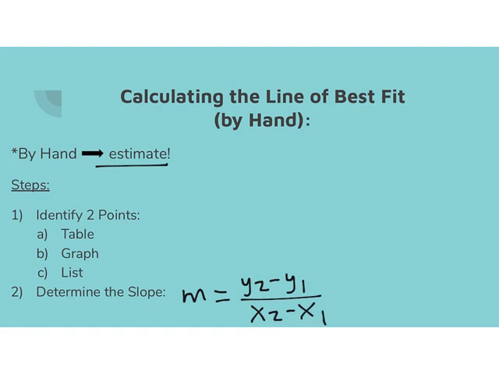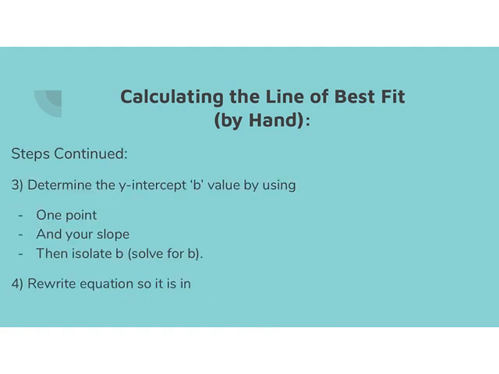Okay? So once you have determined the slope, you are then going to determine the y-intercept, which is the b value, by using one of the points that you actually picked. And then you're using your new slope that you just found from step 2. And then you're going to isolate b, or you're getting b by itself. Once you have b by itself, you're going to rewrite the equation so that it is in your slope-intercept form of y equals mx plus b.